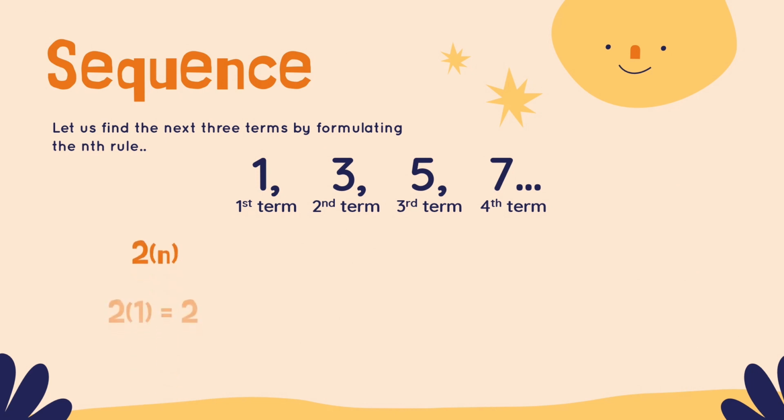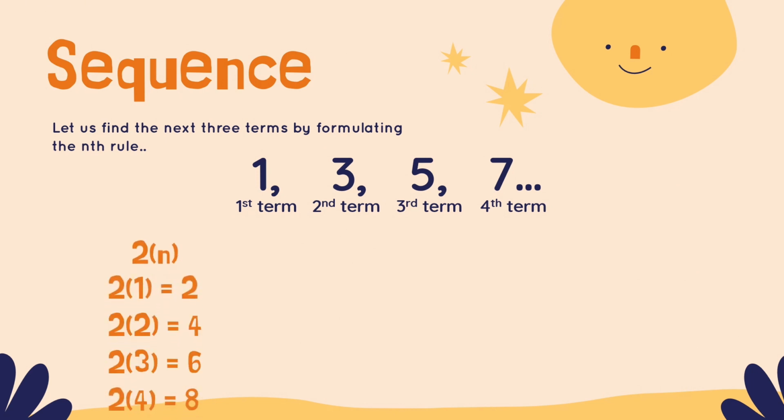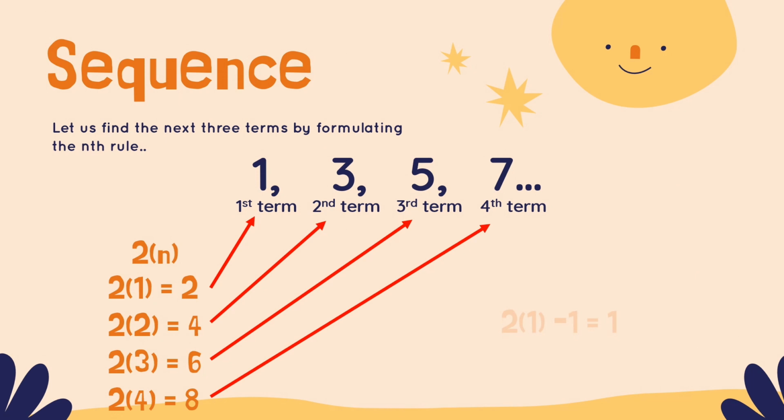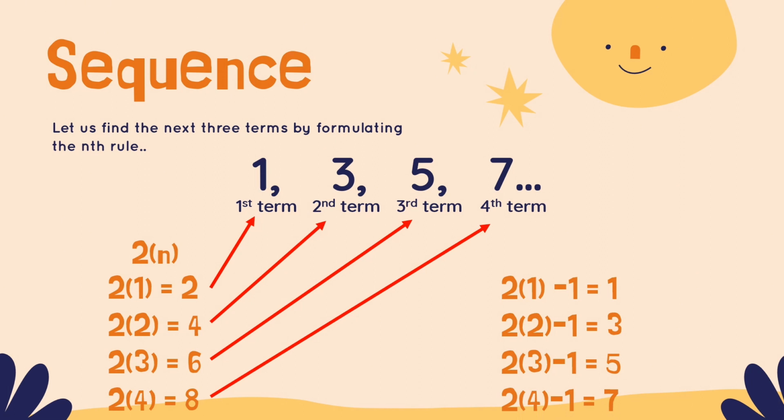So how about if we use another nth rule? Because it's not the same as 2 times n. How about if we subtract 1 from all of the answers? So that is 2 times 1 minus 1 equals 1. 2 times 2 minus 1 is 3. 2 times 3 minus 1 is 5. 2 times 4 minus 1 equals 7.